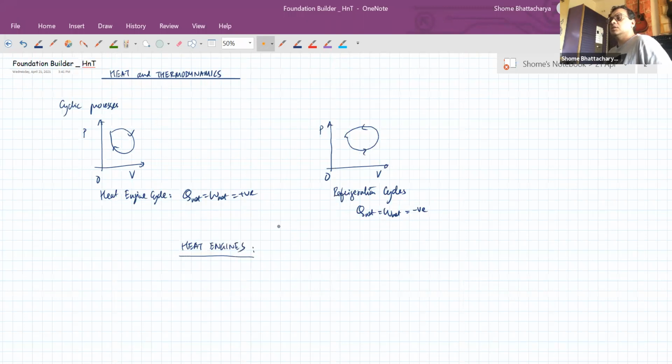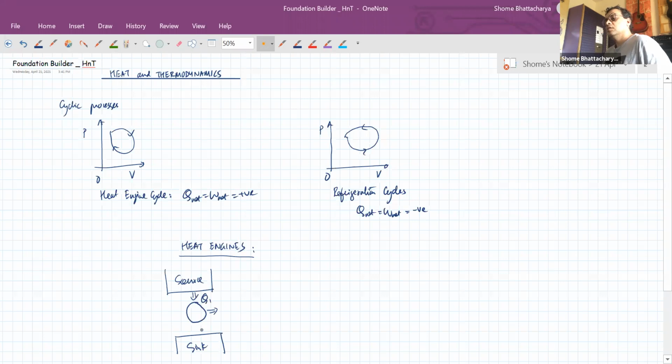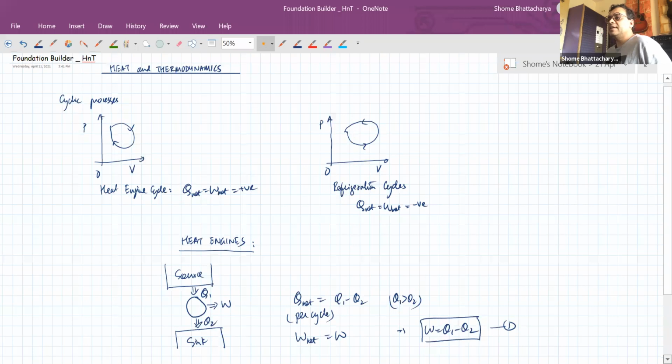A heat engine is a device that converts heat energy into mechanical work by continuously running a cyclic process which is having net work done by the gas positive. The cyclic process runs between a heat source and a heat sink, where the heat absorbed from the heat source during one cycle is Q1, whereas the heat dissipated into the heat sink per cycle is Q2. So the net heat exchange during the cycle becomes Q1 minus Q2. Since Q1 is greater than Q2, it is a positive quantity, whereas the work done per cyclic loop is equal to W. So we have W is equal to Q1 minus Q2. That is the first important aspect of a heat engine cyclic process.